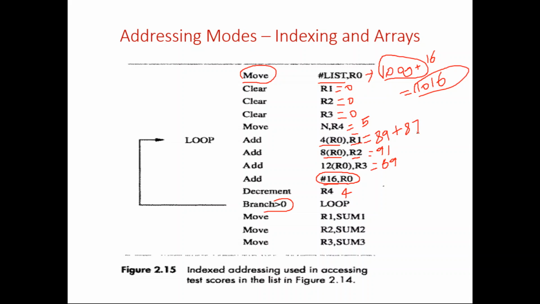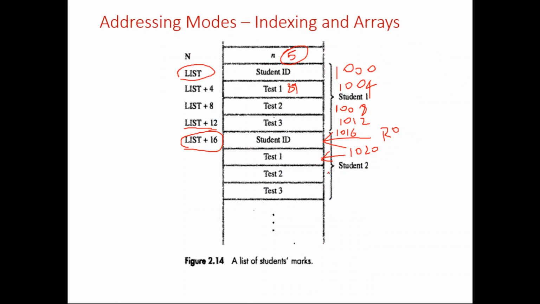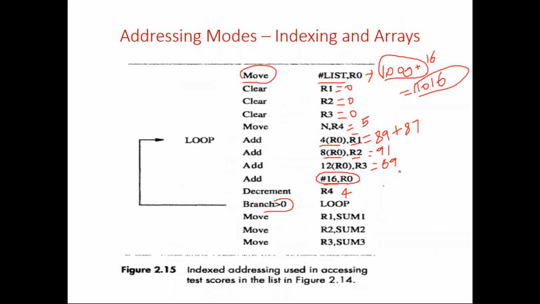Next, add 8 comma R0. What is R0? 1016. 1016 plus 8 is 1024. What is 1024? Again, 1024 is this location, which refers to the test 2 score of the second student. Now that will be added with R2. R2 already contains the test 2 score of the first student. So if the test 2 score of the second student is 82, then that will be added with R2.